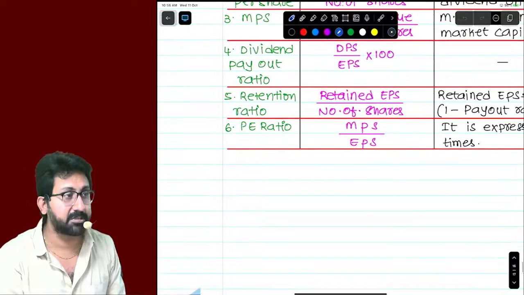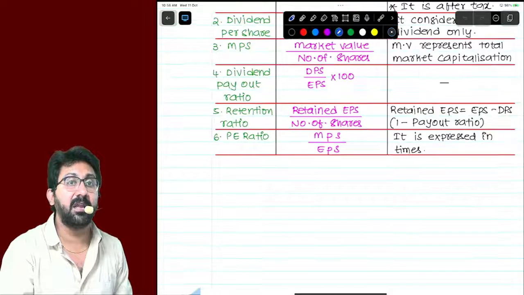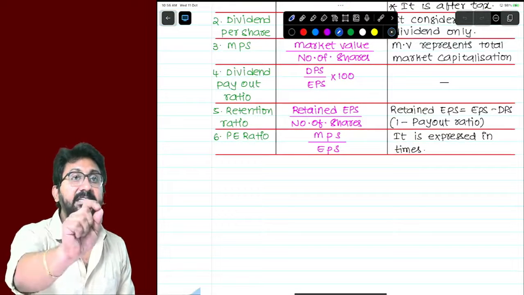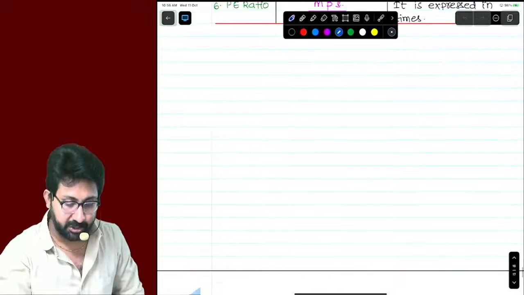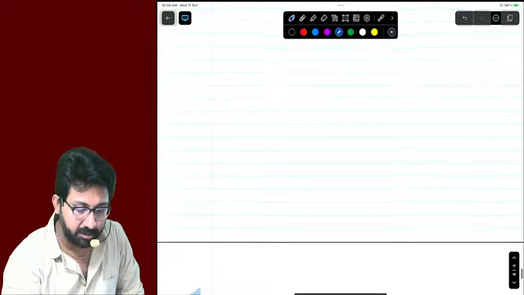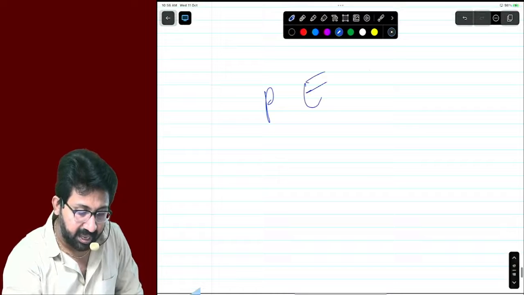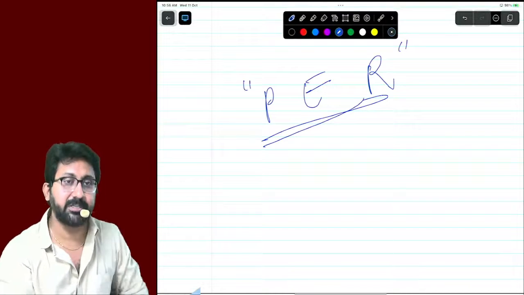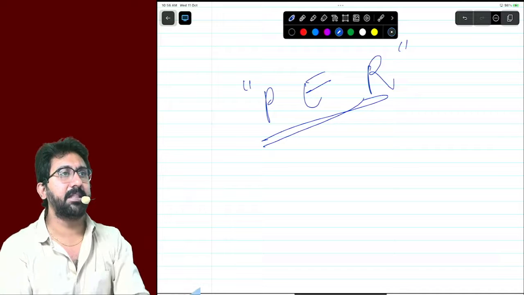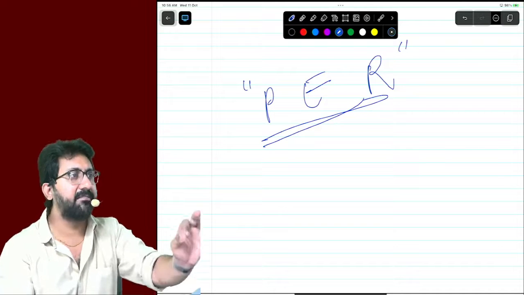Next one. What is the last one? PE ratio. Price earnings ratio. This is very, very popular in your questions. Lot of discussion will be there in PE ratio, but not now. I will tell the formula first.